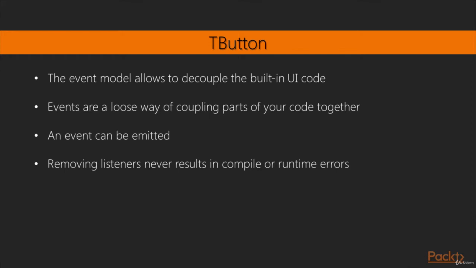But another benefit to events is that they are a very loose way of coupling parts of your code together. An event can be emitted, but if no code is listening for it, that's okay. It will just be passed unnoticed. This means removing listeners never results in compile or runtime errors.